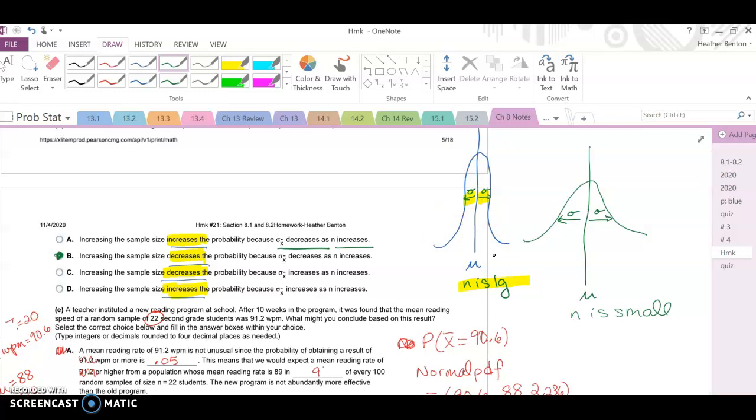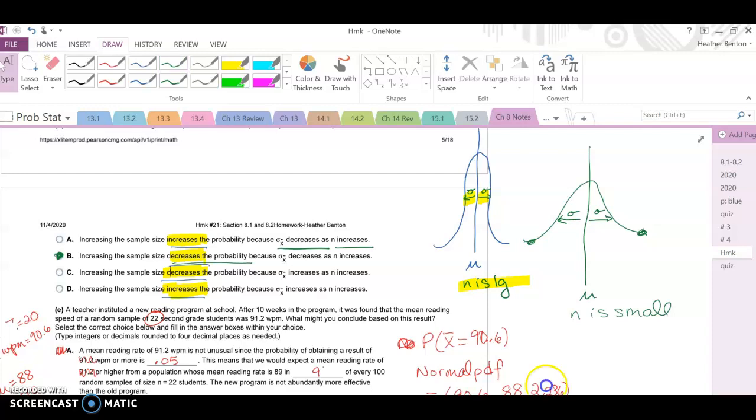And it's because, just think about it. The more people you survey about something, the closer you're going to get to the actual mean that you want, versus if you were only to survey 2 people, well, your 2 people may be way out here, or 1 way out here. Who knows? They could be any combination. And so our probability decreases because the standard deviation decreases as n increases. So that would be B.